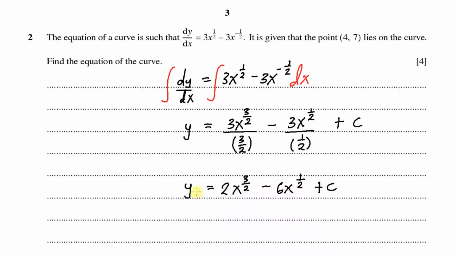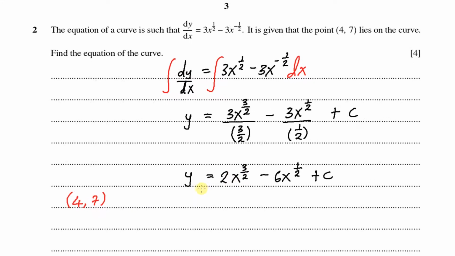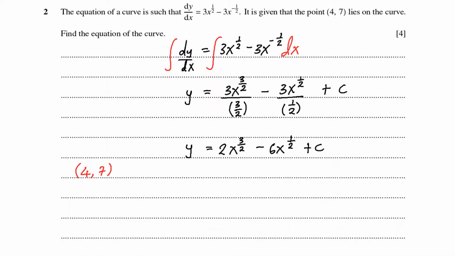Now that we have the general solution of the equation of the curve, we now want to find the particular solution where we'll be substituting 4, 7 into this equation of the curve. So it means for x, I'll put in 4, and for y, I'll put in 7. So this is going to come out as 7 is equal to 2 of 4 to the power of 3 over 2 minus 6 of 4 to the power of a half. That's plus c. So we can simplify.